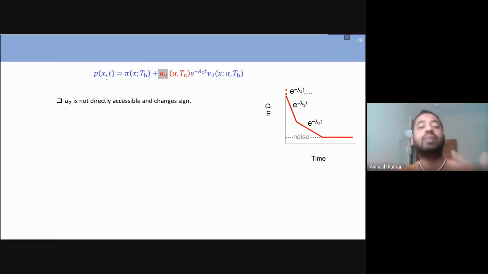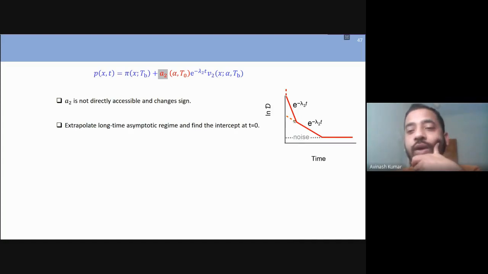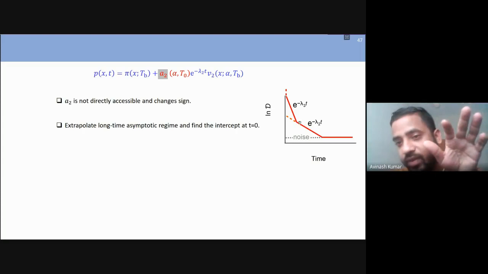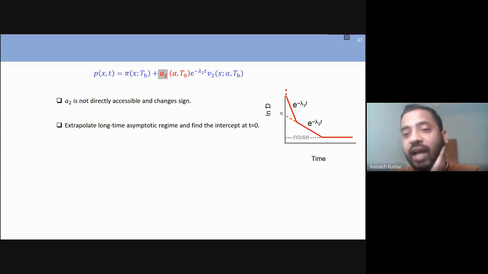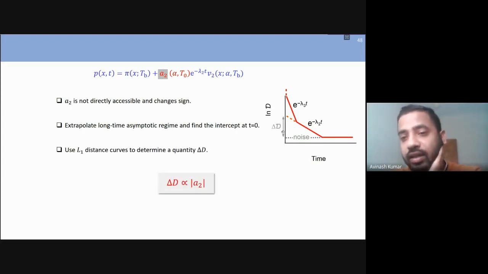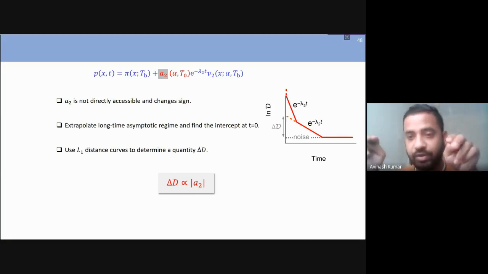So with only a positive quantity, you cannot calculate a quantity that can change signs. Therefore, we came up with another way of doing it. What we did is that we extrapolated the small time regime of this decay curve back to t equal to 0, and then we took this difference, the extrapolated value, subtracted the noise floor from there, and calculated the quantity delta D, which is indeed proportional to the absolute value of the A2 coefficients. So not just A2, it's the absolute value of A2 coefficients.